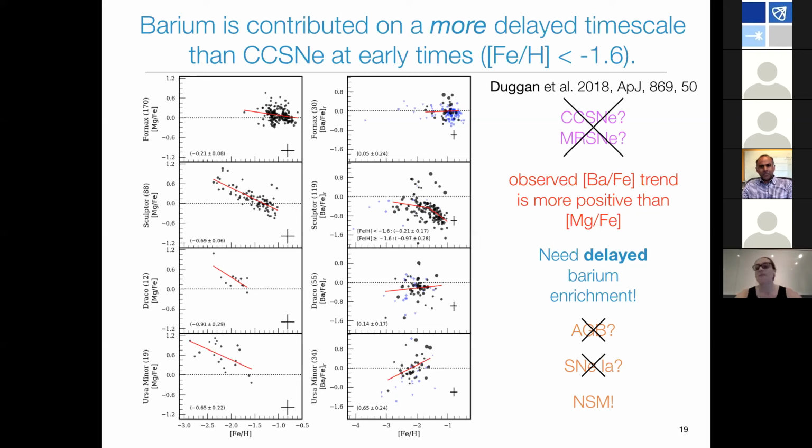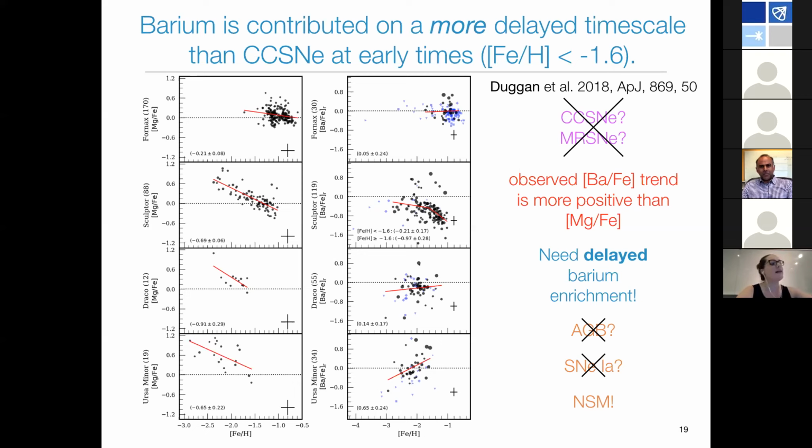So Gina, what about Sculptor? Why is the slope negative there? So for Sculptor, it's actually interesting. We've fitted 2 different lines because the trend in Sculptor seems to have a turnover at around metallicity of -1.6. If you look at the red line fitted at earlier times, while it's still slightly negative, it is significantly more positive than the alpha to iron slope. Because the alpha to iron slope for Sculptor was -0.69 plus or minus 0.06.